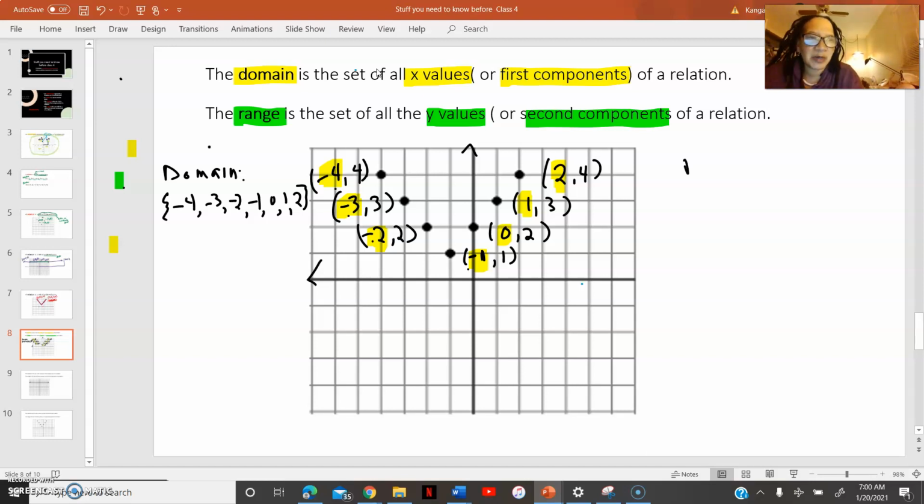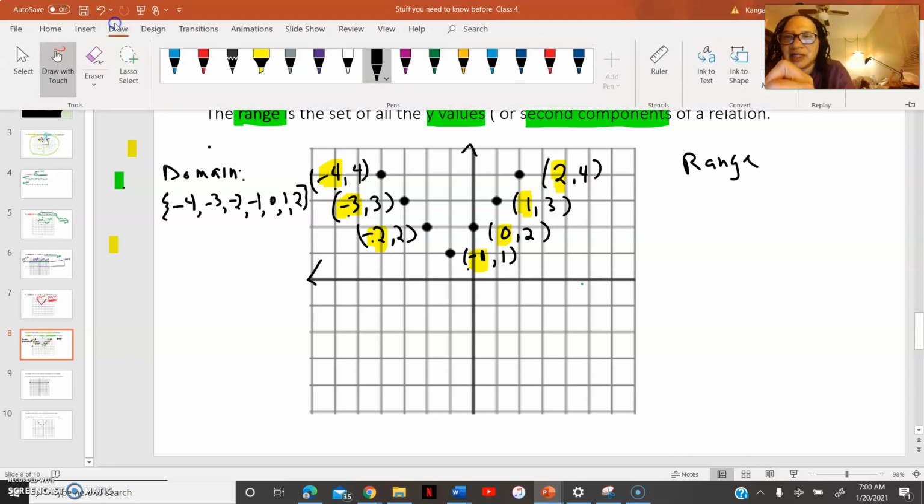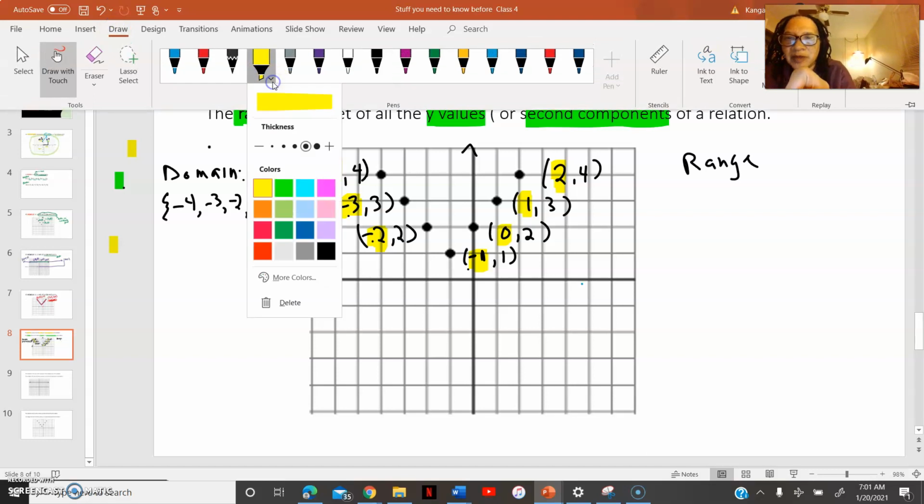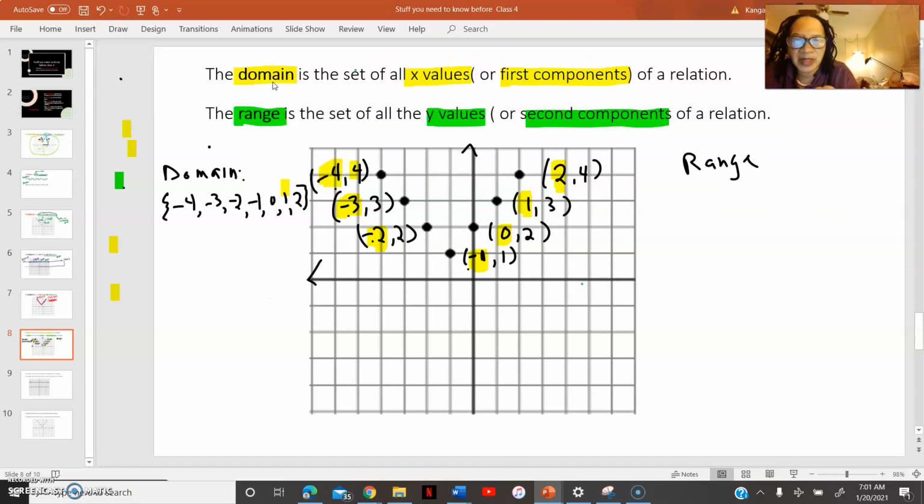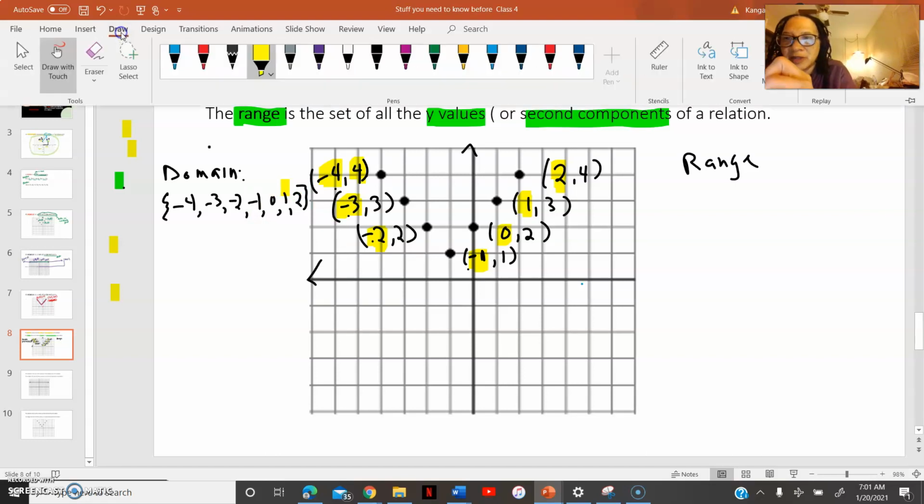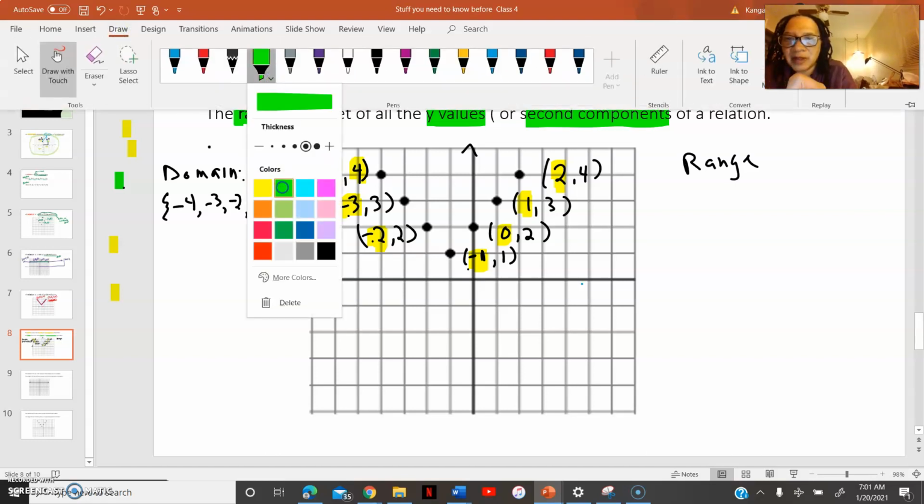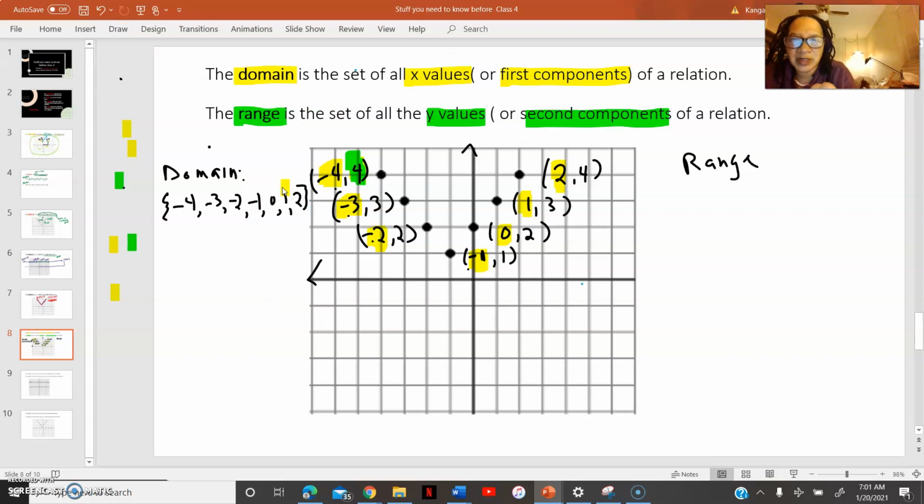And if I want to tell someone what the range is, then I'm looking at the second component. So let's highlight that second component with green to keep ourselves color coordinated here. So the range then, oh, I said I was going to do it in green. There it is. So the range is all of the y values.